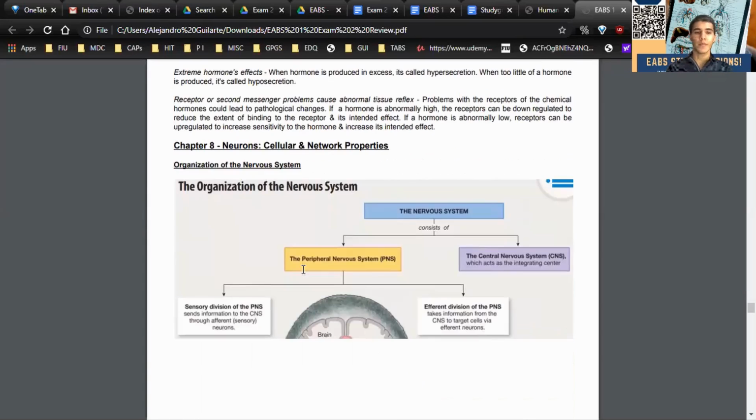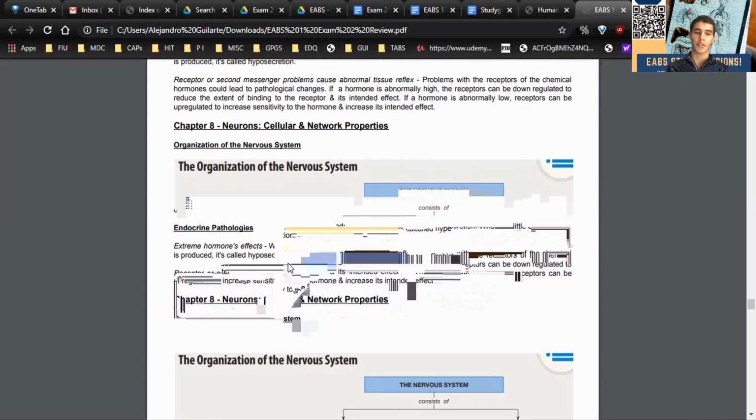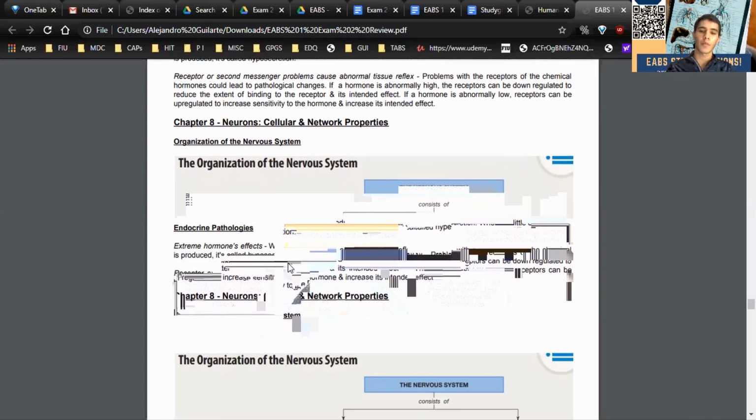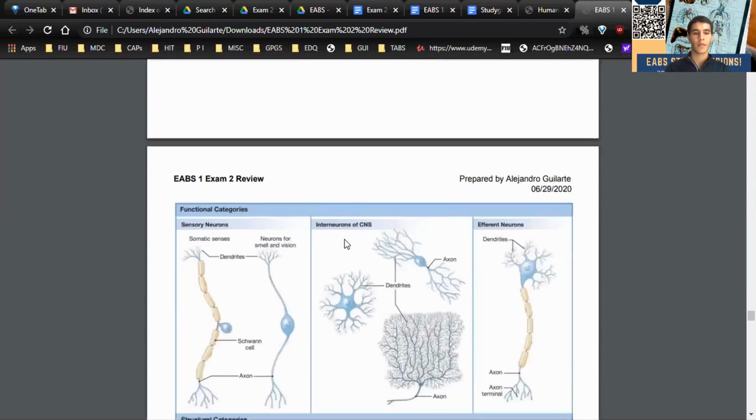and upregulate it. For chapter 8, we go over neurons and the cellular networks. So the nervous system is basically comprised of the central nervous system and the peripheral nervous system. And within the peripheral nervous system, we have a sensory division and an efferent division. The organs involved within these systems: the central nervous system will be the brain and the spinal cord, and the peripheral nervous system will be all other nerves in the body.